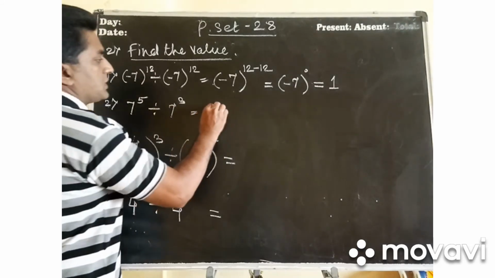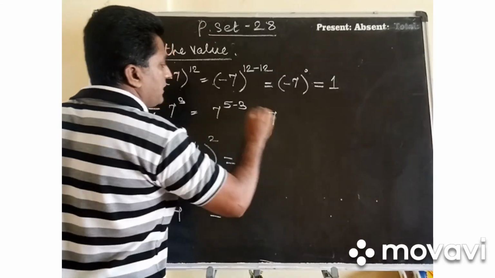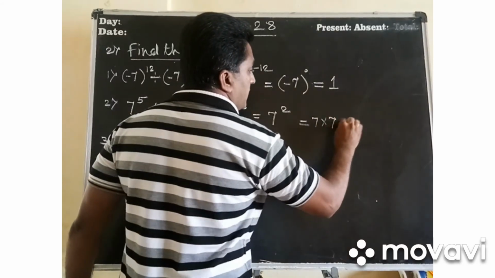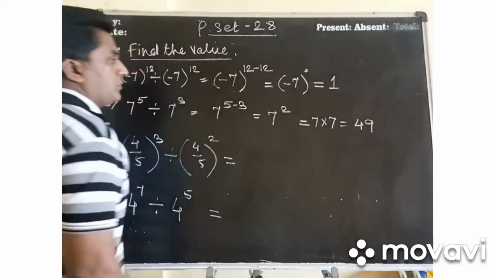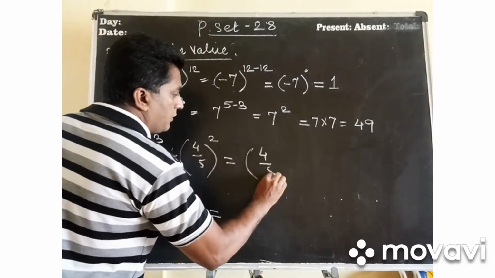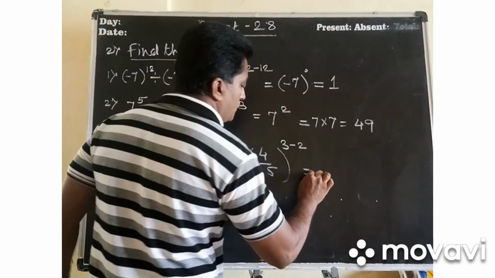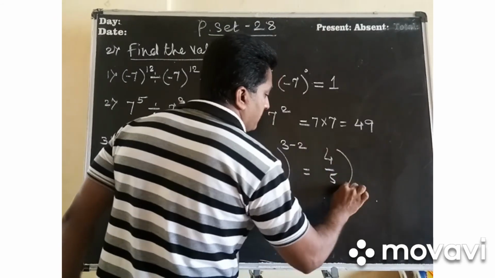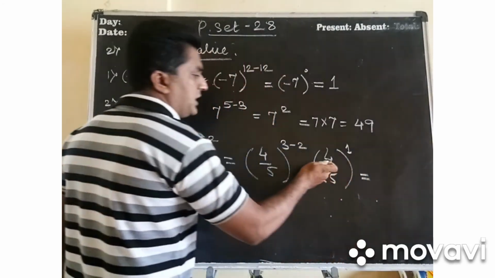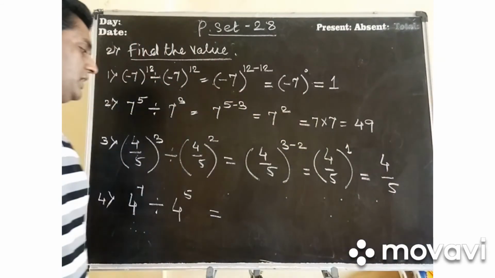Now here 7 is the common base, and here 5 minus 3, it will be 7 raised to 2. 5 minus 3 must be 2, and the answer is 7 into 7 is equal to 49. This is your final answer. 49 is the final answer. Third one is what? 4 upon 5, and here 3 and 2. So 3 minus 2 is equal to 4 upon 5. Right everybody? 3 minus 2 means raised to 1. And raised to 1 means it is only one time. So your answer will be 4 upon 5 only. This is your final answer.